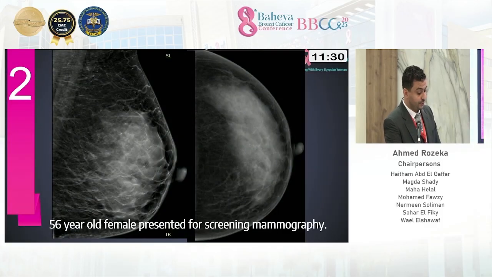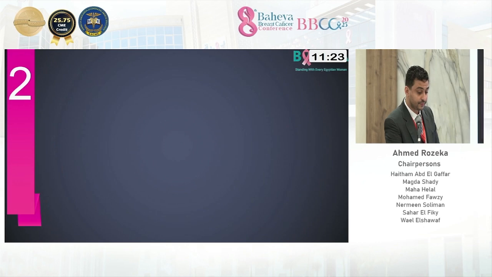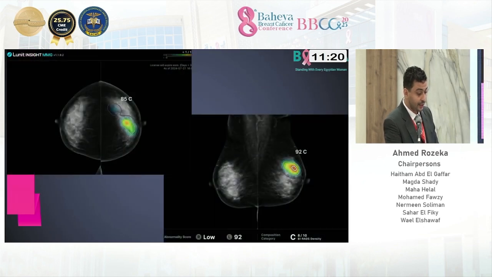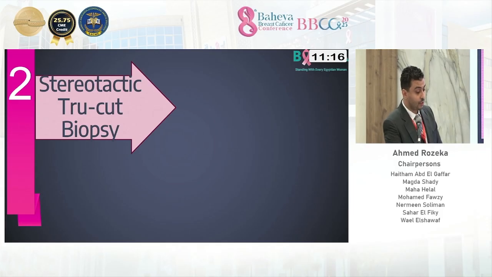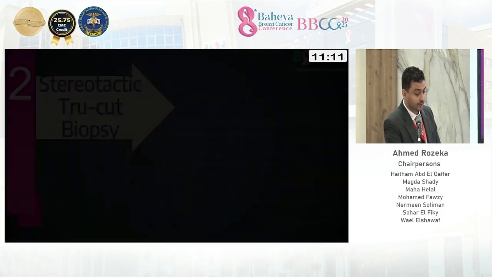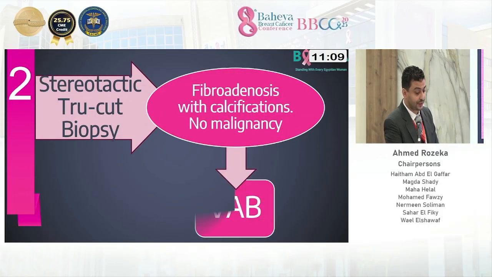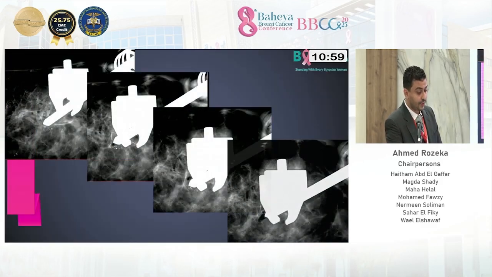This is a 56-year-old female presented for screening mammogram. As we can see, there is an area of microcalcification that looks very suspicious. And even in our AI, it showed that it's very suspicious. The stereotactic core biopsy was taken, and it showed fibroadenosis with calcification and no malignancy. Obviously, in the MDT, this was very suspicious calcification, so they asked for VAP. So we underwent the VAP stereotactically, as we can see in these images.